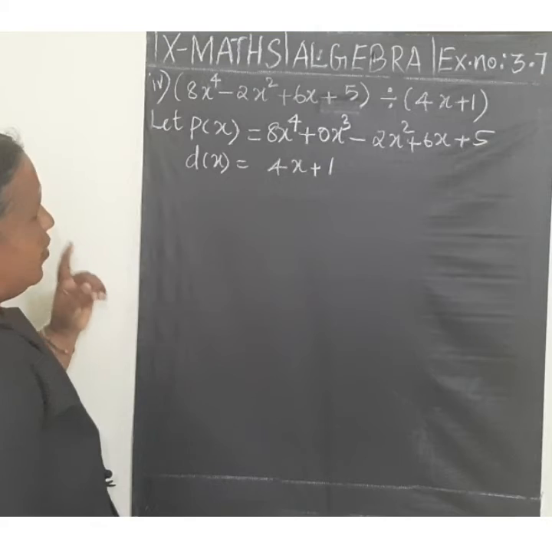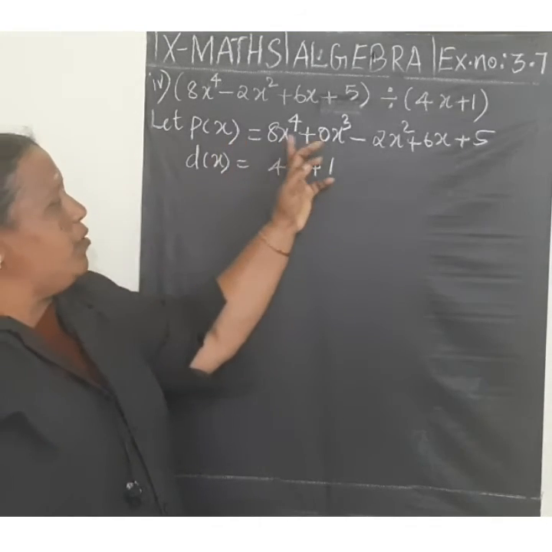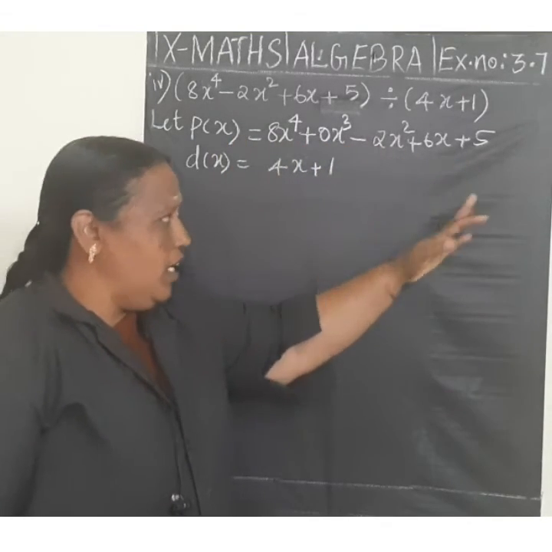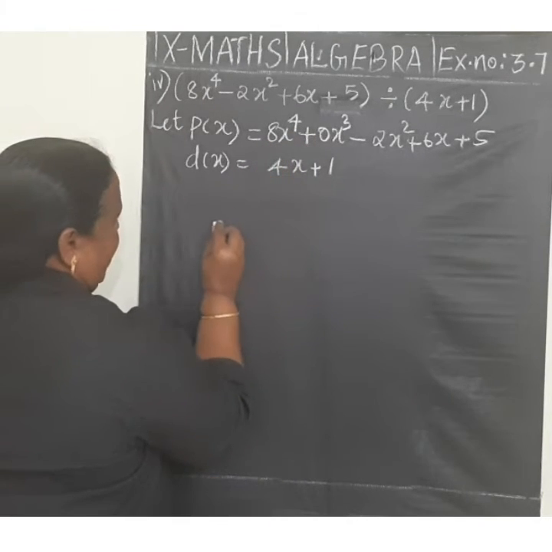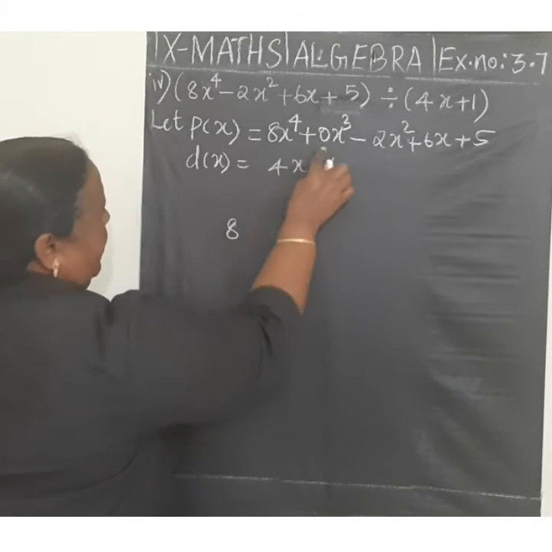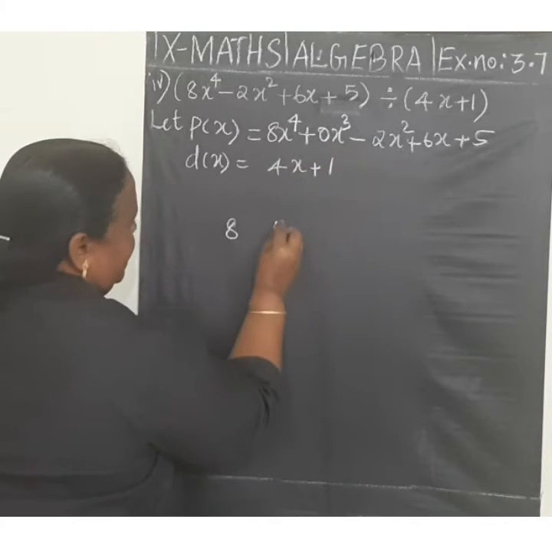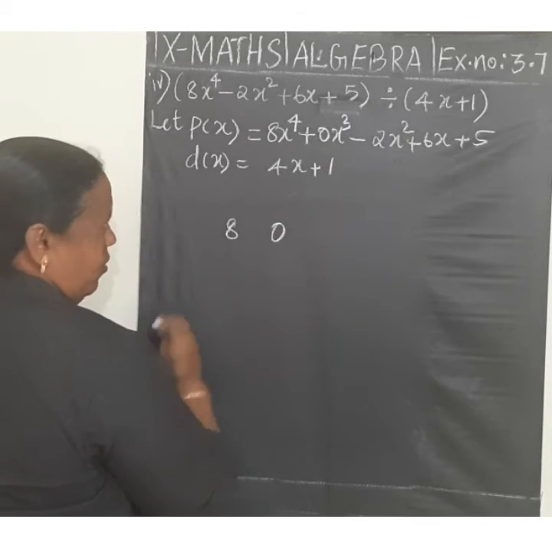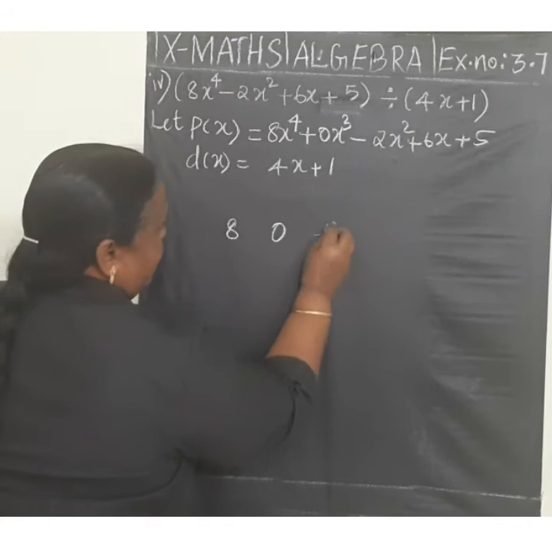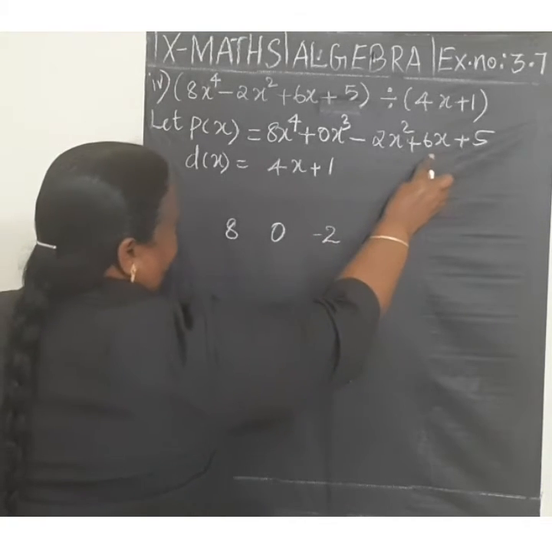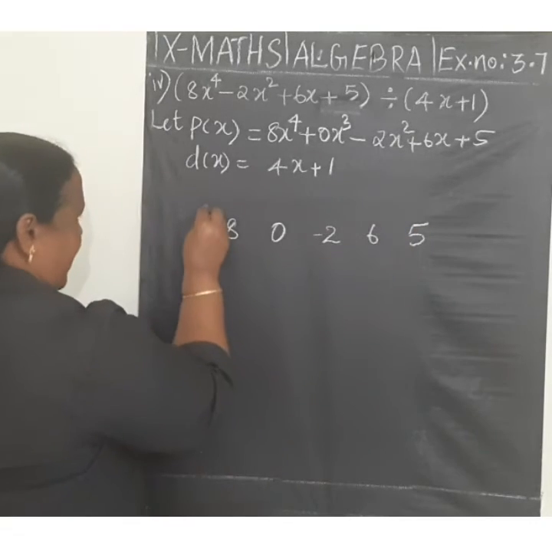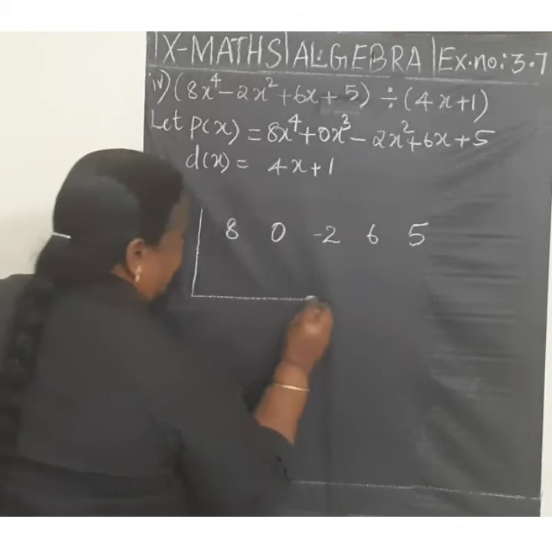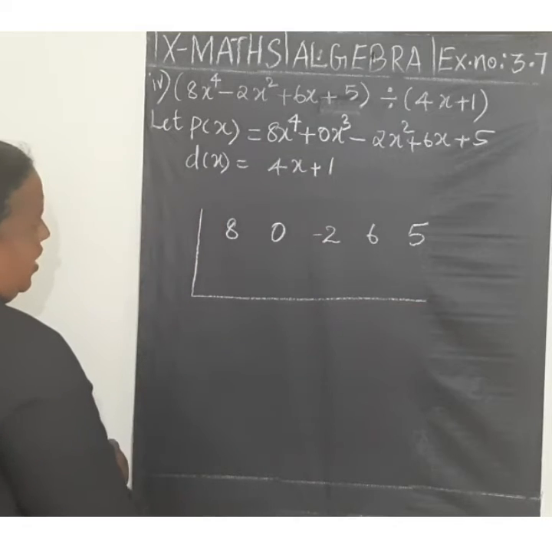So in the next step, the first thing we have to do is write the coefficients of the variables. So the x power 4 coefficient is 8, so we write 8. Then the x cubed coefficient is 0, so we write 0. The x squared coefficient is minus 2, so minus 2. The x coefficient is 6. Then the constant term is 5. Then after that we draw the vertical line and then the horizontal line.